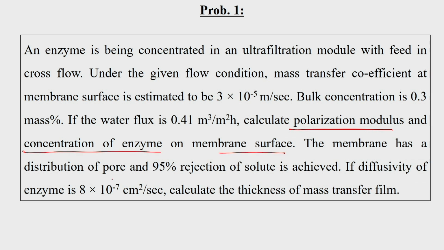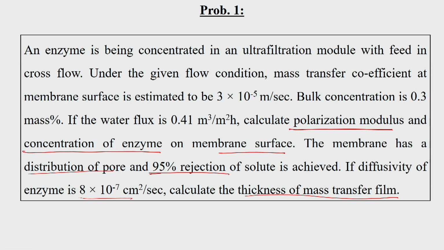The membrane has a distribution of pores and 95% rejection, that is, retention is equal to 0.95. If the diffusivity of the enzyme is 8 into 10 to the minus 7 centimeter square per second, calculate the thickness of the mass transfer film.